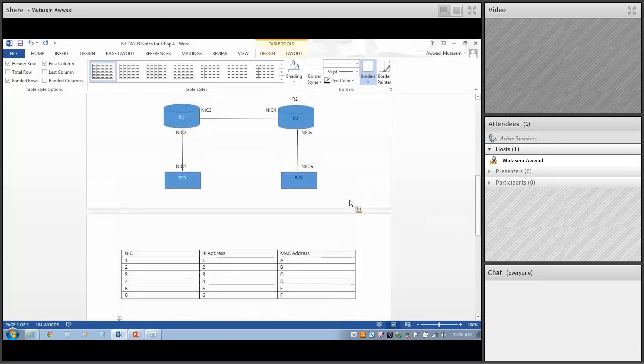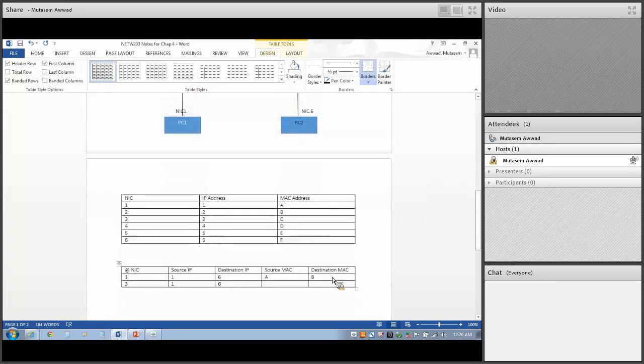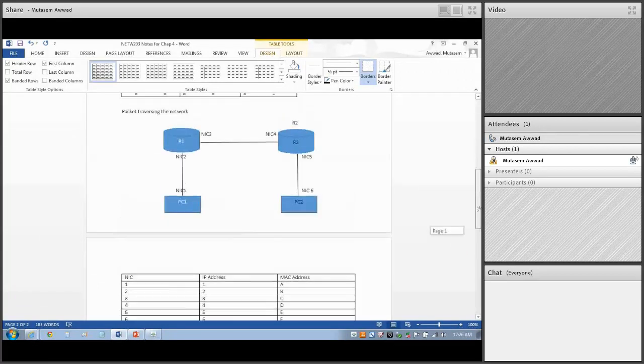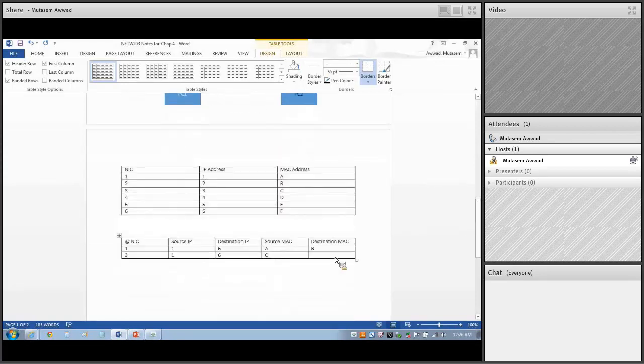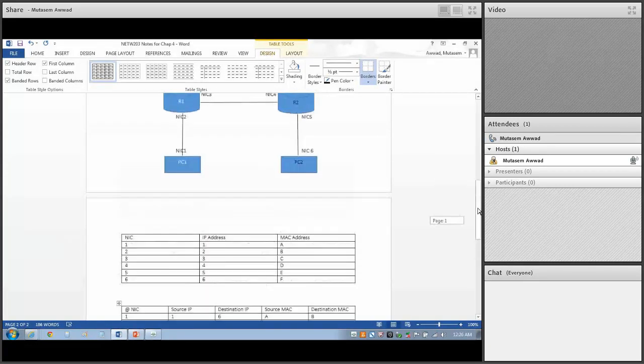Now, who is the sender? NIC 3. So he puts his MAC address on the frame. So that would be MAC address C. Who's the destination MAC address? Who's going to be the receiver of that frame? NIC 4. So you place NIC 4's MAC address, which is MAC address D, as the destination, right? So now router 2 receives that frame, pulls the packet out, and gives it to NIC 5, right?